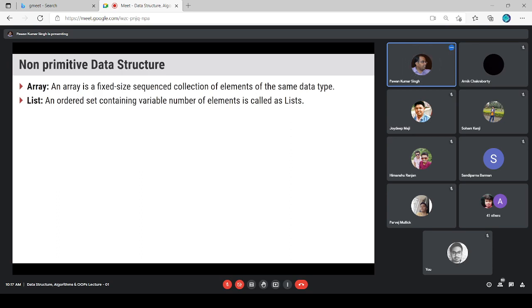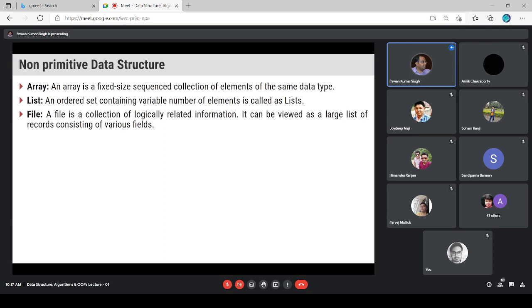And what is a file? A file is a collection of logically related information, or we can say it's a set of lists, and it can be viewed as a large list of records which may contain various fields, like in a database. Do you know database? Have you learned database management system, DBMS? Do you have DBMS in your syllabus? No, sir. Oh, so it's like a database management system.